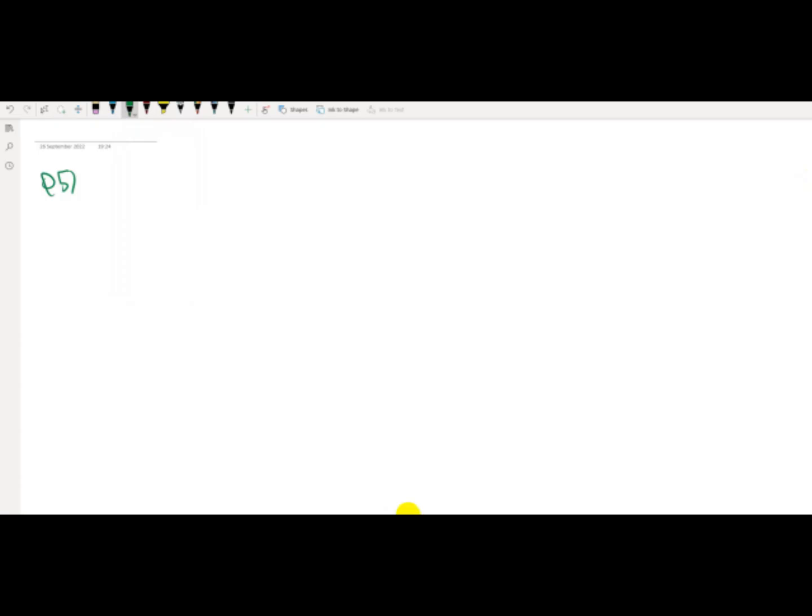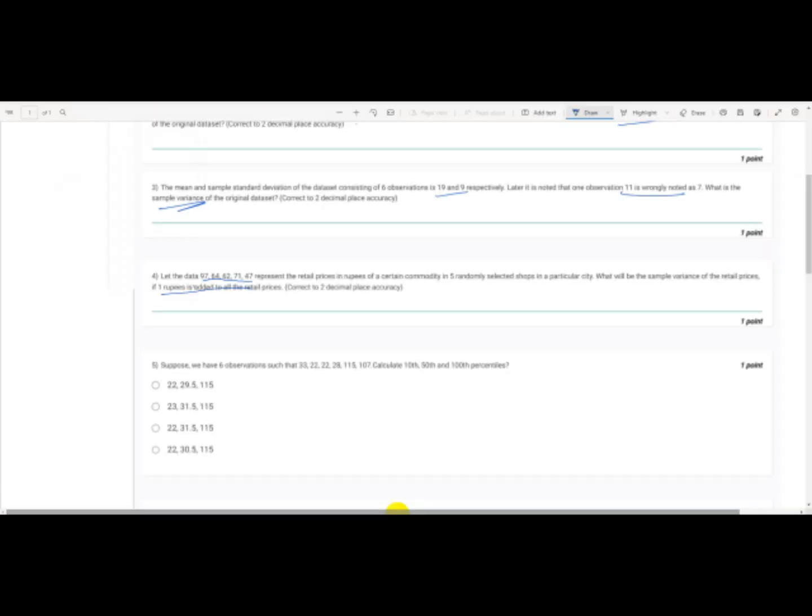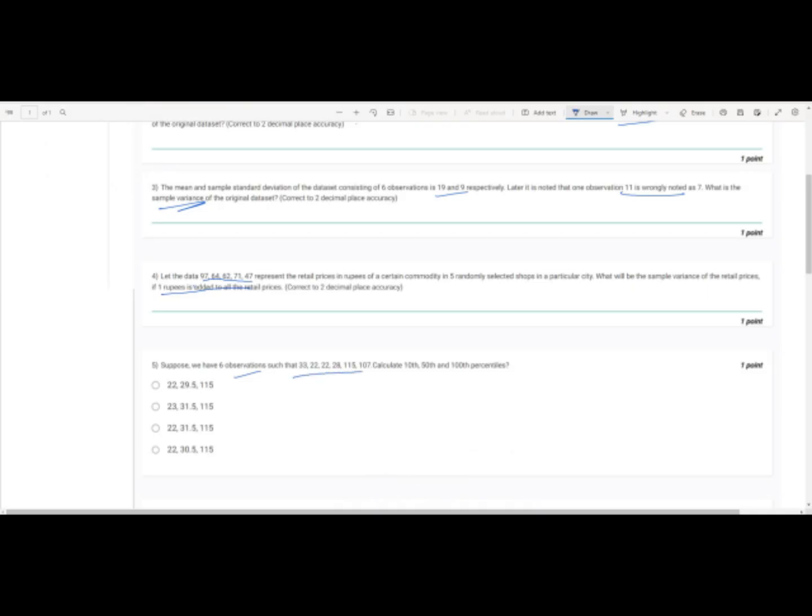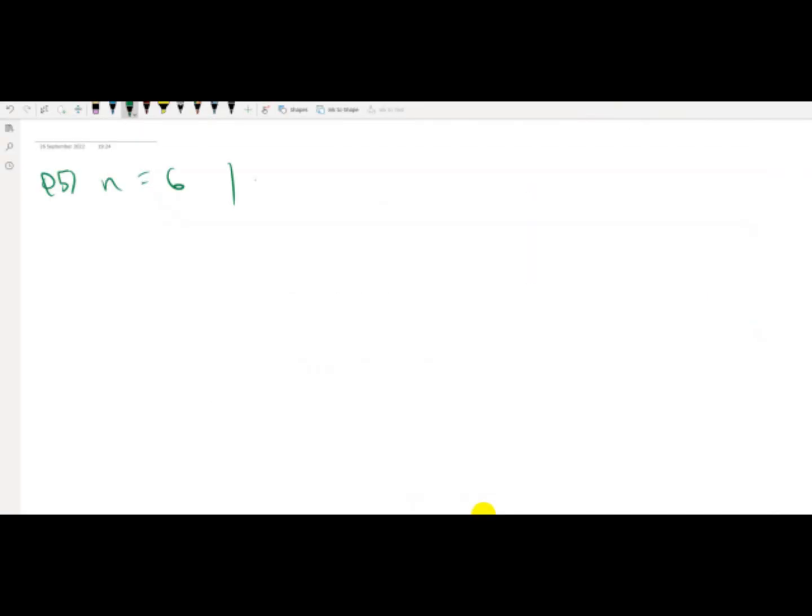What is there in question number 5? Let's have a look. Suppose we have 6 observations, n is equal to 6 here. Let's note that down. And now what are the given values? 33, 22 repeated twice, 28, 115 and 107. These are 33, 22, 22, 28, 115 and 107.